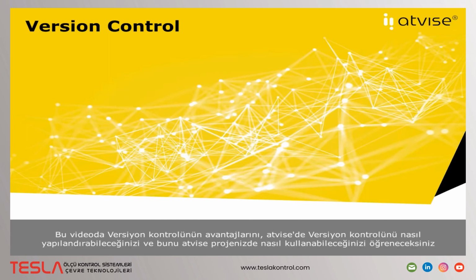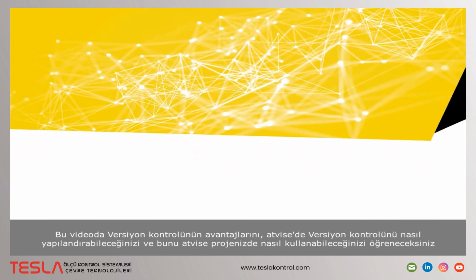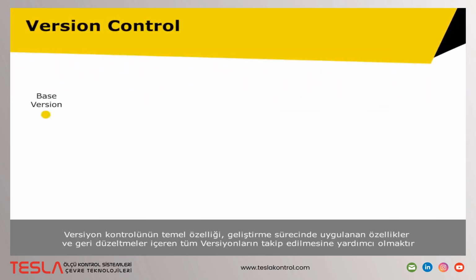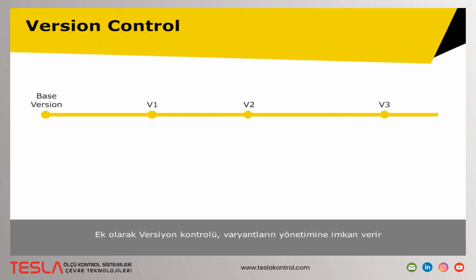In this video you will hear more about the advantages of a version control, how you can configure the version control in Atvise, and how you can use it in your Atvise project. The primary feature of a version control is to help keep track of all releases with implemented features and bug fixes in the developing process. In addition, a version control offers the management of variants, so you can manage individual versions for your customers.